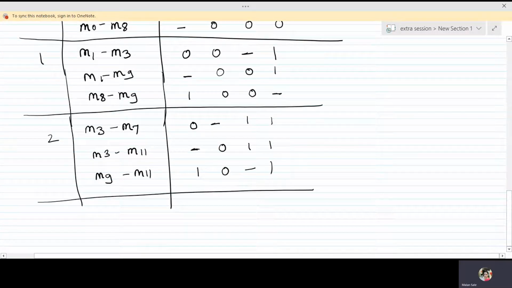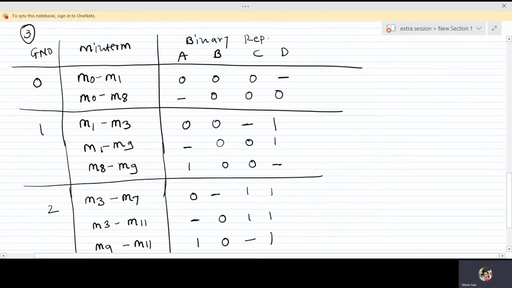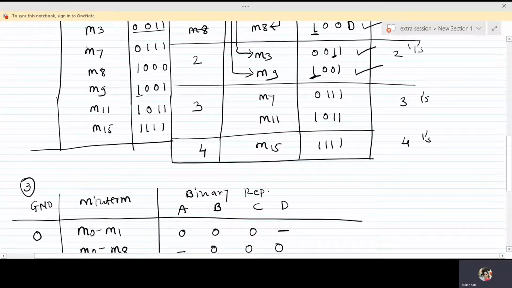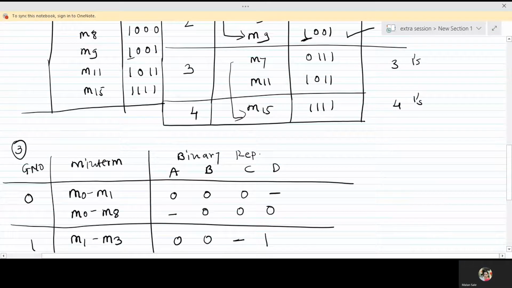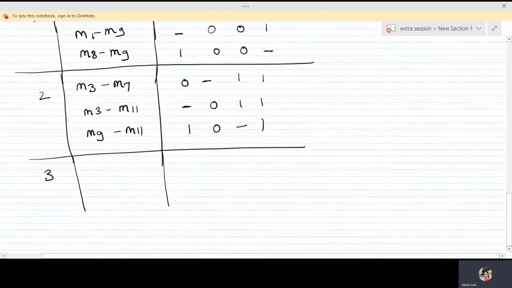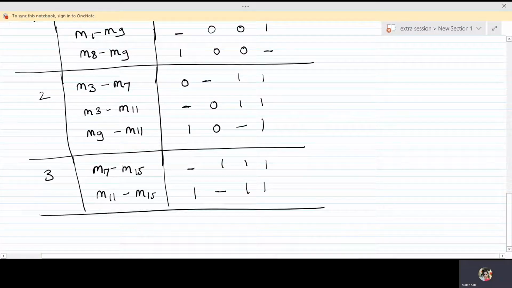Similarly, we can make the pairing of group number 3. Now in group number 3, M7 is compared with M15. Is there any? Yes, one bit change, so we can make a pair M7 and M15, and the binary representation is dash, 1, 1, 1. Similarly, we can make a pair M11 and M15, and the binary representation will be 1, dash, 1, 1.